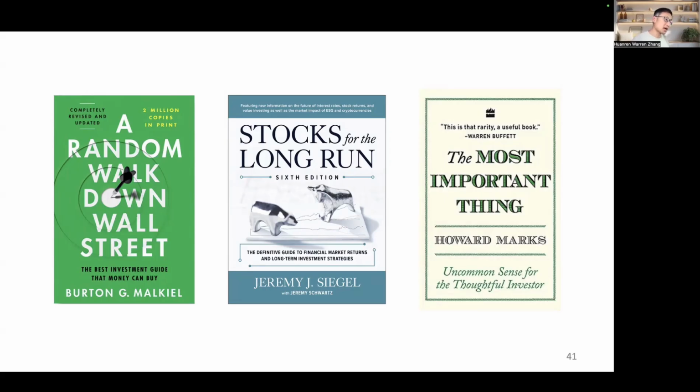The second book, Stocks for the Long Run, is a thorough analysis of stocks for the past decades, right? Almost from the very start when the stock market came into existence to nowadays. A lot of the figures that I showed in this lecture are actually from that book, right? So it provides good information for you to learn from.